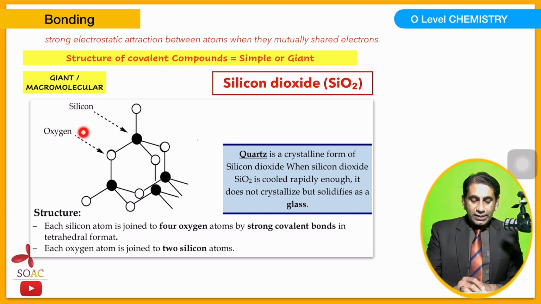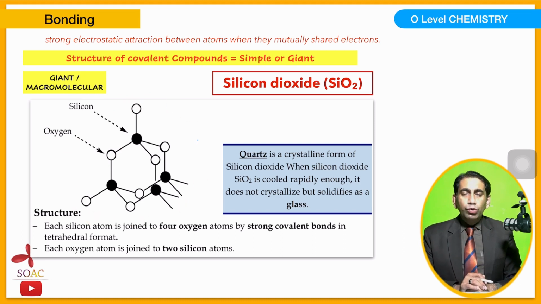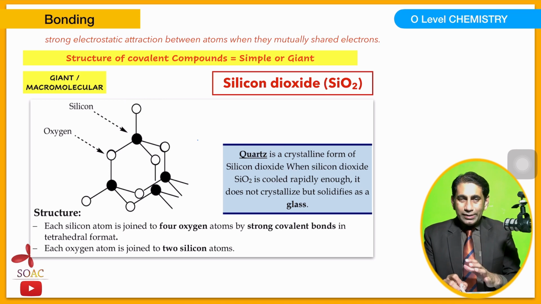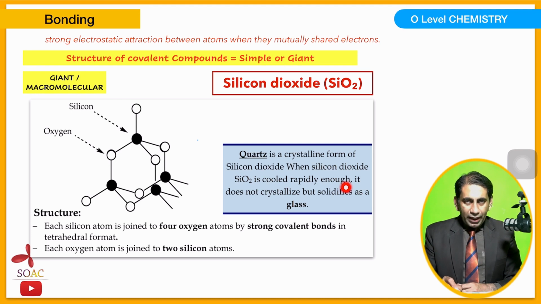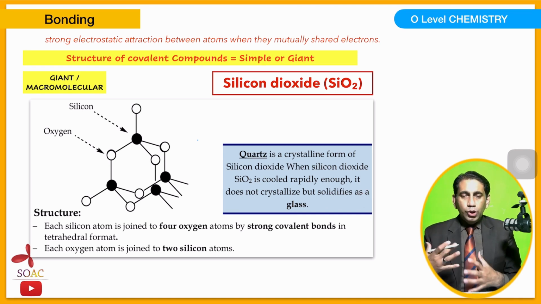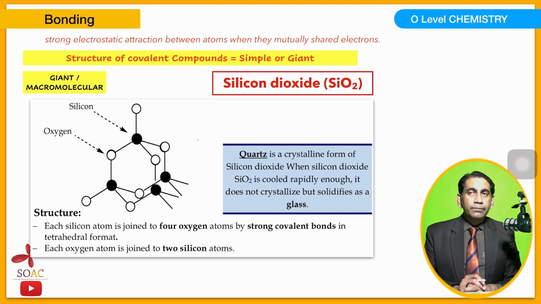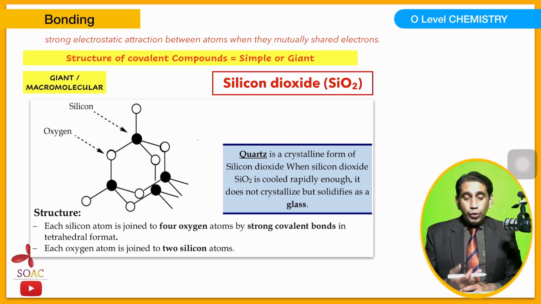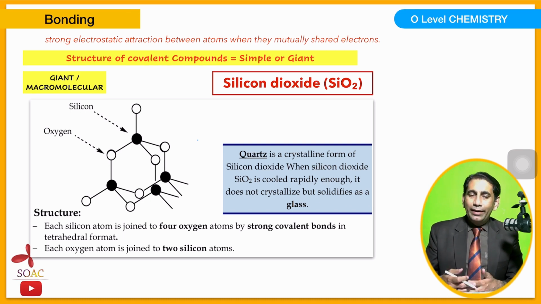SiO2 is basically used to make glass; quartz is a typical crystalline form of silicon dioxide. When it is cooled rapidly enough, it doesn't crystallize but solidifies as a glass. So glass is a source of silicon dioxide, generally speaking, and silicon dioxide has a macromolecular structure, so it has a high melting point, high boiling point, high density, and so on.